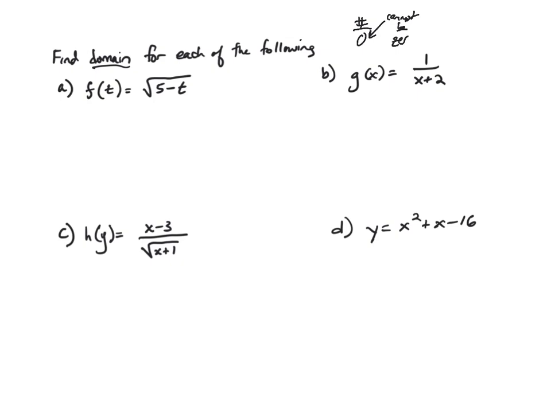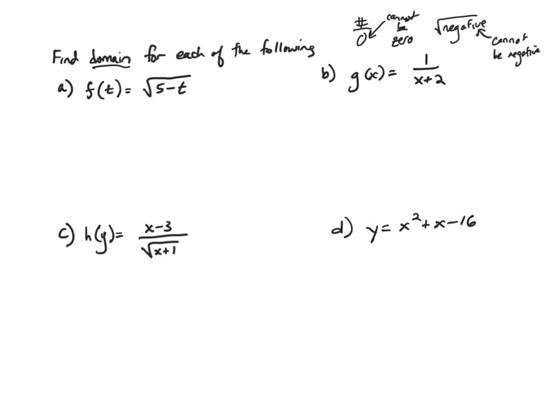The other rule that we have to be careful of is that we're not going to take any even roots of negative values. So if you have a square root or a fourth root or anything like that, then whatever is underneath there cannot be negative. And so let's go ahead and take a look at how that would work in the following 4 examples.